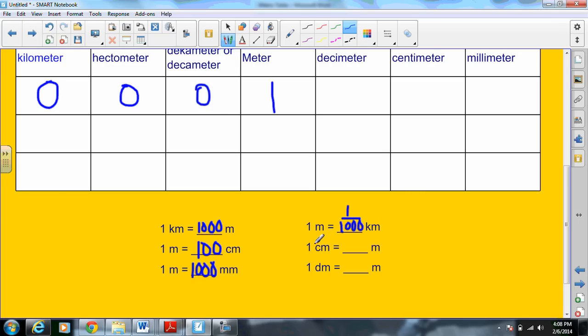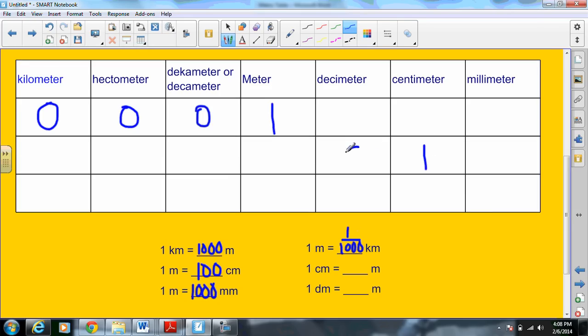Same thing for centimeters. I can go to centimeters. 1 centimeter equals blank meters. So if I put a 1 in the centimeters column and I make zeros all the way until I get to meters, I see a backwards 100. So a centimeter is 1/100th. That means that 1 centimeter is 1 equal part out of 100 equal parts of 1 meter stick.